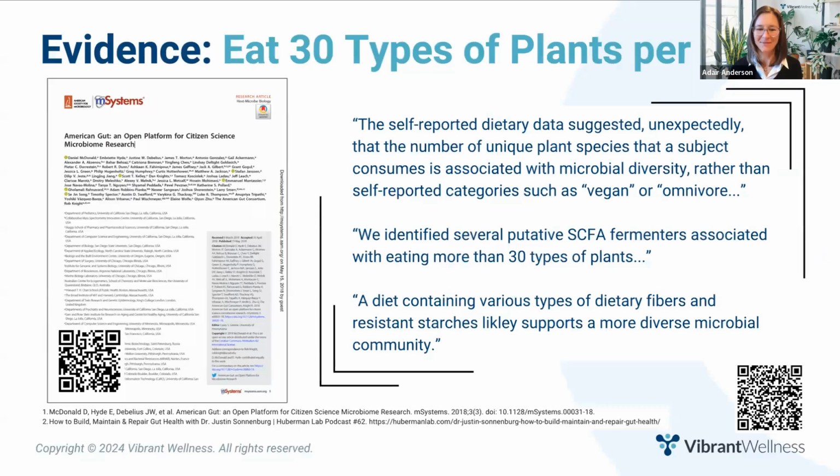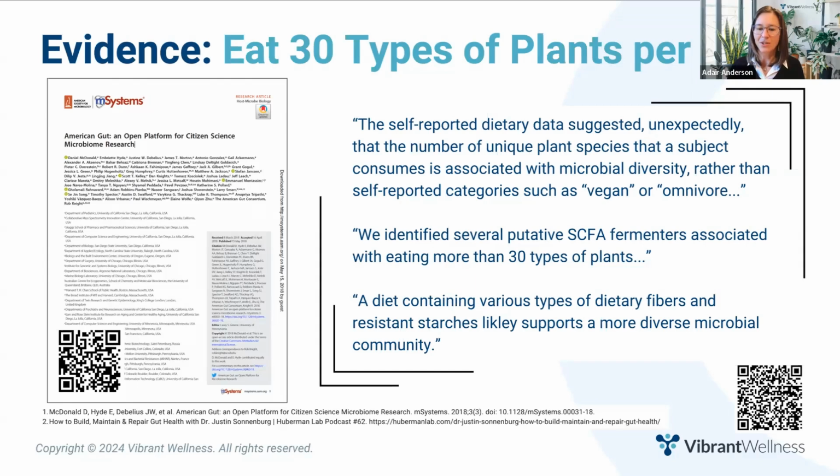And here's the evidence. According to the 2018 American Gut Project paper, eating 30 types of plants per week is associated with greater microbial diversity than self-reported categories such as being vegan or vegetarian. In other words, the number of plants you're eating is more important than eating only plants.